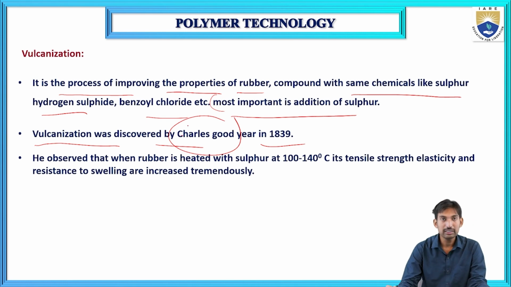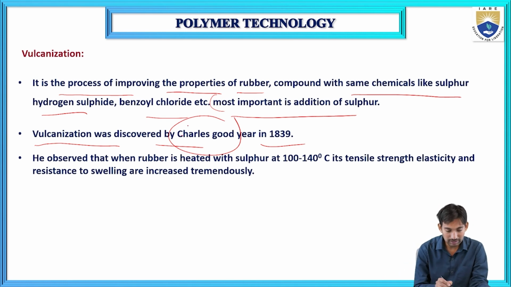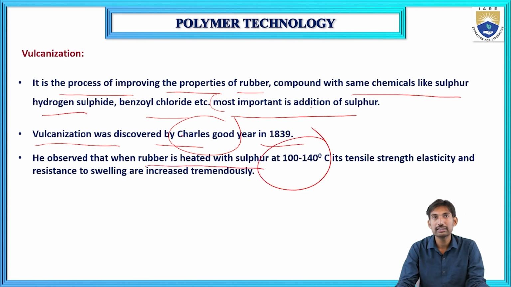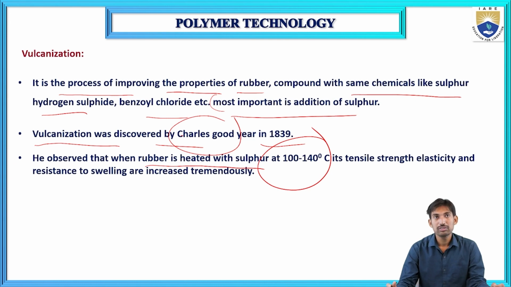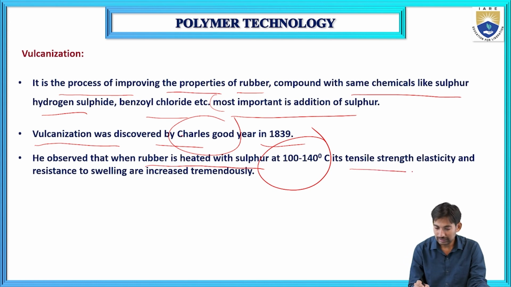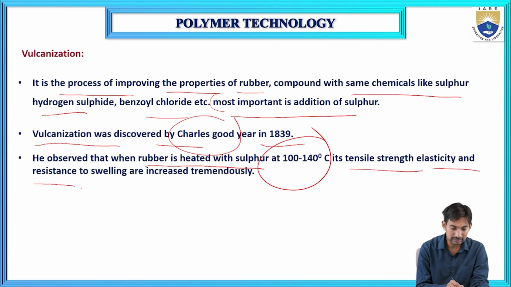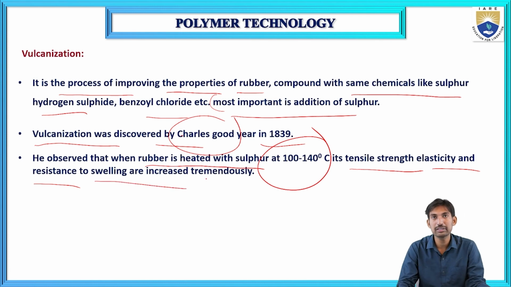The scientist Charles Goodyear observed that when rubber is heated with sulfur at 100 to 140 degrees centigrade, something happens. Its tensile strength, elasticity and resistance to swelling are increased tremendously.